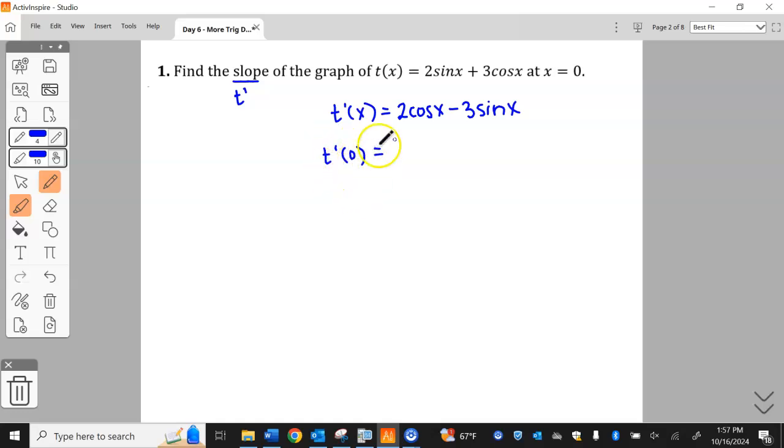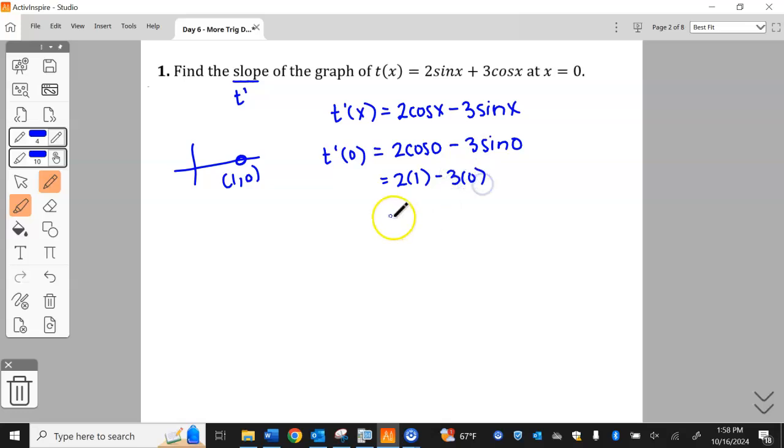Then I can just plug in 0. So that'll give me 2 cosine of 0 minus 3 sine of 0. Okay, remember that 0 is an angle measure. So we're over here on the right. Cosine is our x value, sine is our y value. So that's going to be 2 times 1 minus 3 times 0, just giving me a slope of 2.